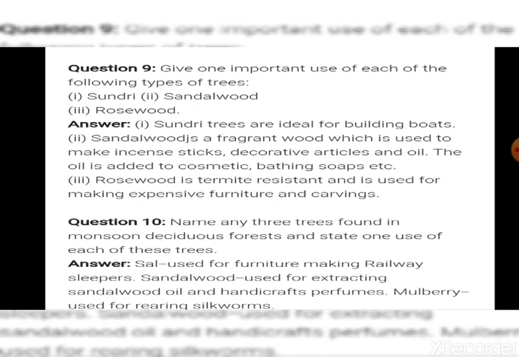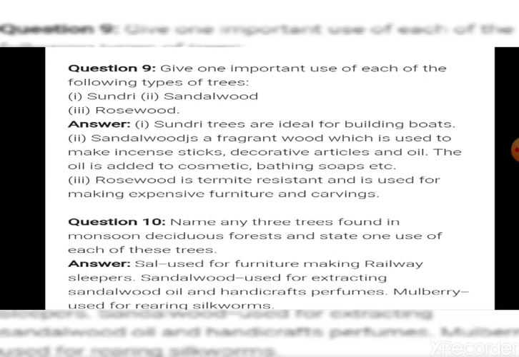The answer is sundari trees are ideal for building boats. Number 2 was sandalwood. Sandalwood is a fragrant wood which is used for making furniture, and the oil is added to cosmetic soaps and perfumes. Then number 3 is rosewood. Rosewood is also an important tree whose timber is mainly useful for making expensive furniture.